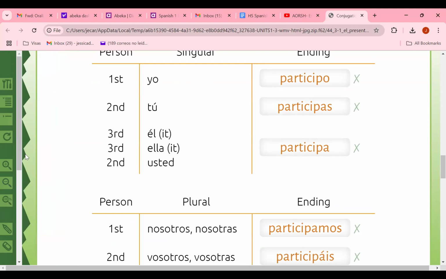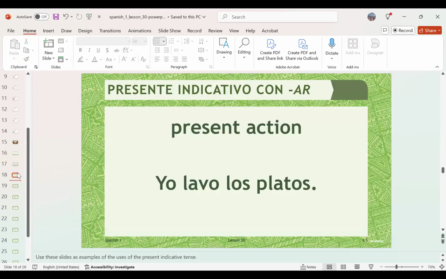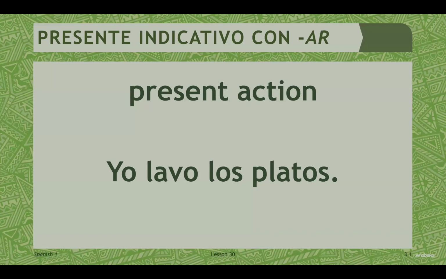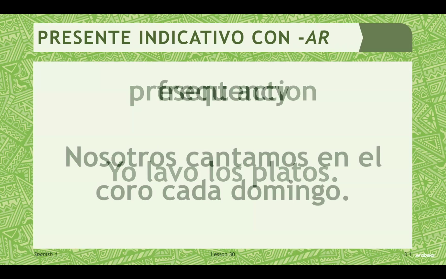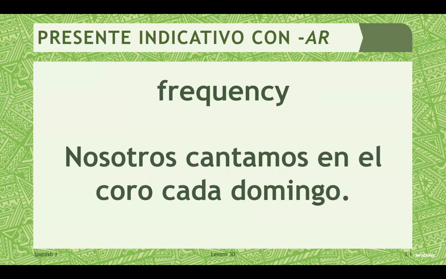Let's do some examples here, like what we just talked about. Let's look at these ones. These are another example of present action. Yo lavo los platos. You have that word in your vocabulary list, 3A, lavar. Lavar means to wash, okay? So yo lavo, notice the conjugation there. Yo lavo ends in O because it's yo. Yo lavo los platos. This means I wash the dishes, okay? Present action. Frequency, let's see the example. Try to read it.